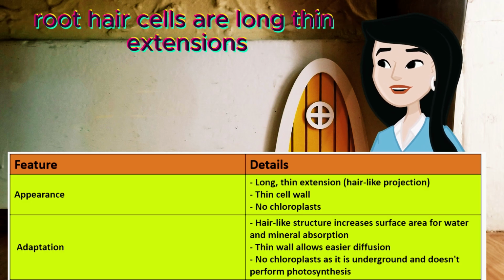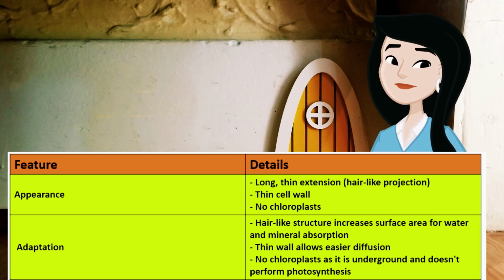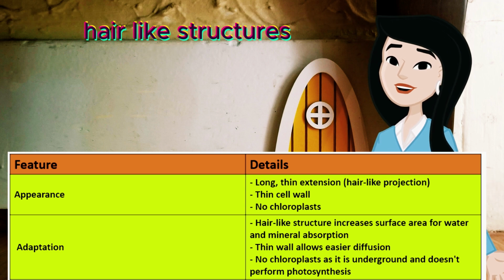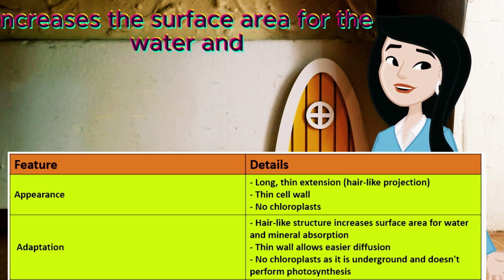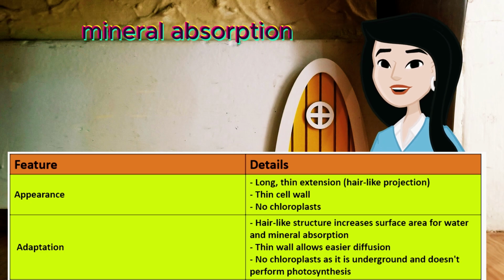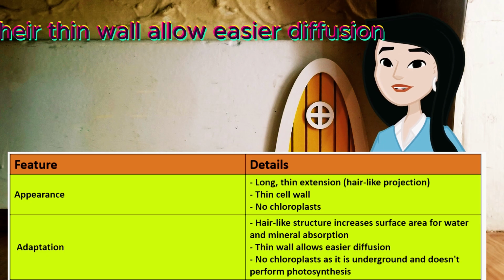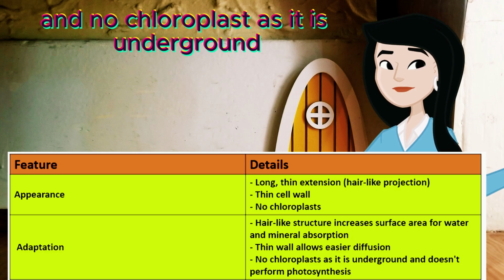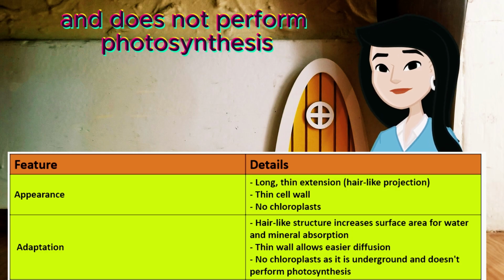Root hair cells are long, thin extensions. They have a thin cell wall and no chloroplast is present. Hair-like structures increase the surface area for water and mineral absorption. Their thin wall allows easier diffusion, and no chloroplast as it is underground and does not perform photosynthesis.